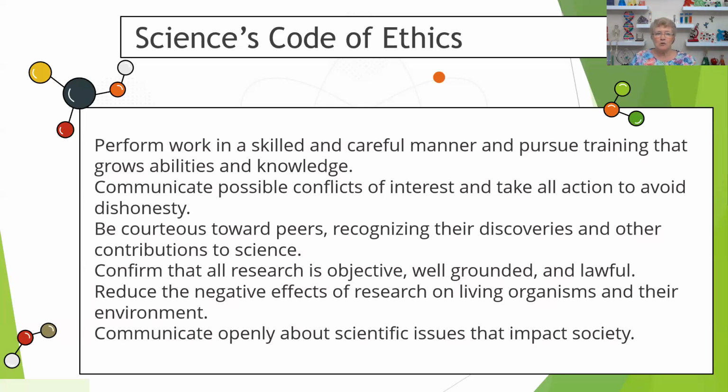Try to take all action to avoid dishonesty. Be courteous toward peers, recognizing their discovery and other contributions to science. Confirm that all research is objective, well-grounded, and lawful. Reduce negative effects of research on living organisms and their environment, and communicate openly about scientific issues that impact society. So that last one, I think of all the things that happened during the COVID years, that was the one that upset me the most as a scientist. Communication during COVID was discouraged. It was often even prevented. So think about that. That's against the scientist's code of ethics.